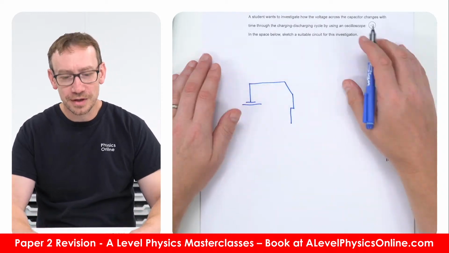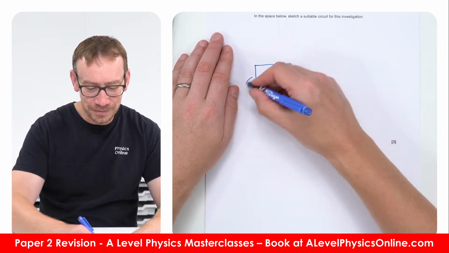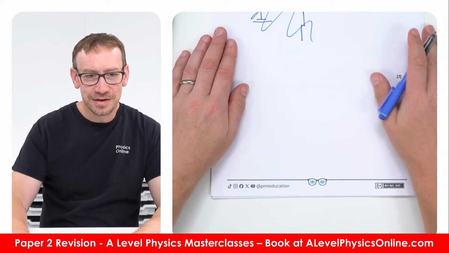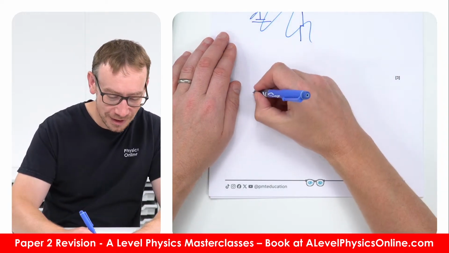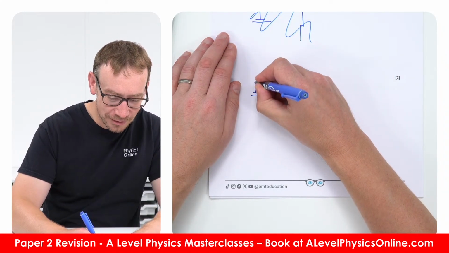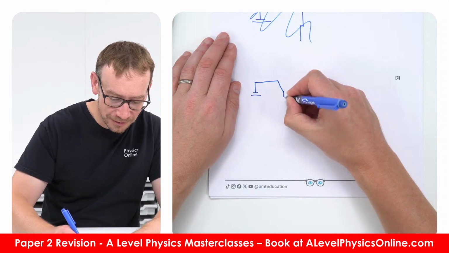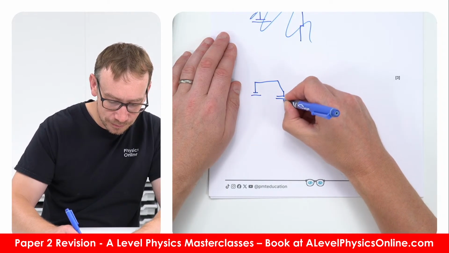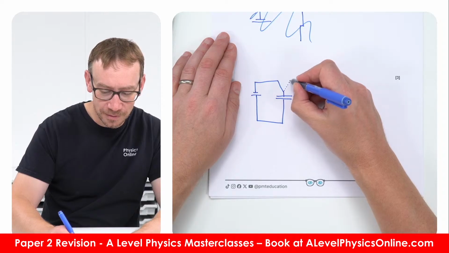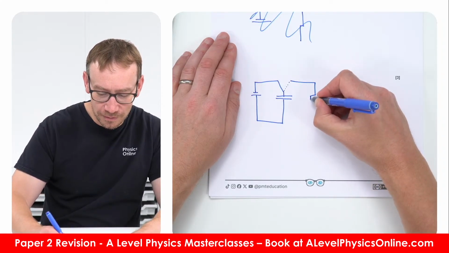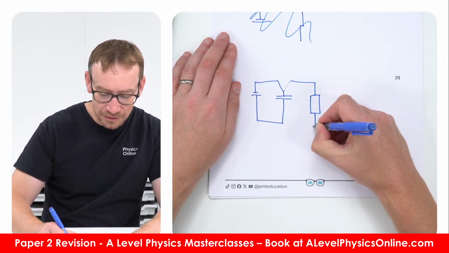Right, always draw your diagrams in pencil. I'm going to start again. Right, so this is a capacitor charging and discharging circuit. We've got a power supply that's going to charge up our capacitor. And then of course what we can do is flick the switch to the other position, and then we send that through a resistor as it discharges.